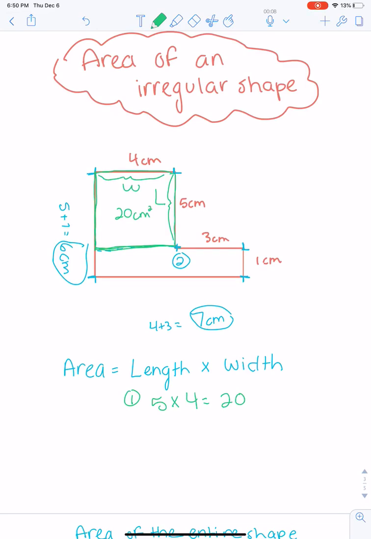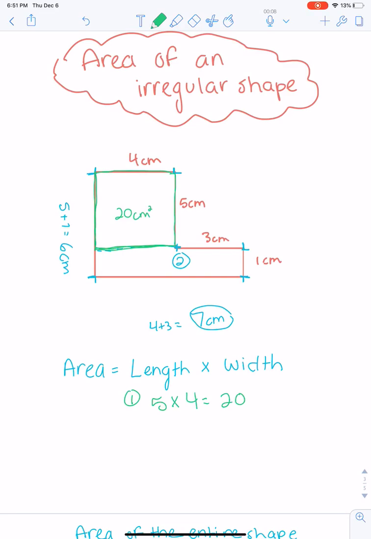A common mistake that a lot of students make is they take the 4 and multiply it with 6. But the problem with that is our 6 centimeter line goes all the way down past our square, so that won't work. You have to really make sure you're sticking within the lines of the square you're working with. So we got our 20 centimeters squared in there.